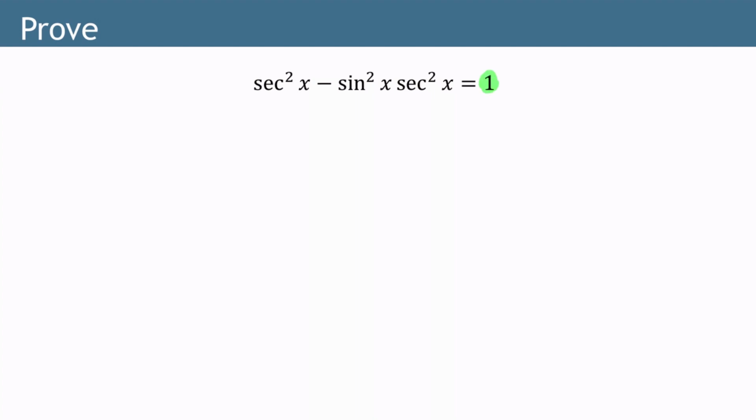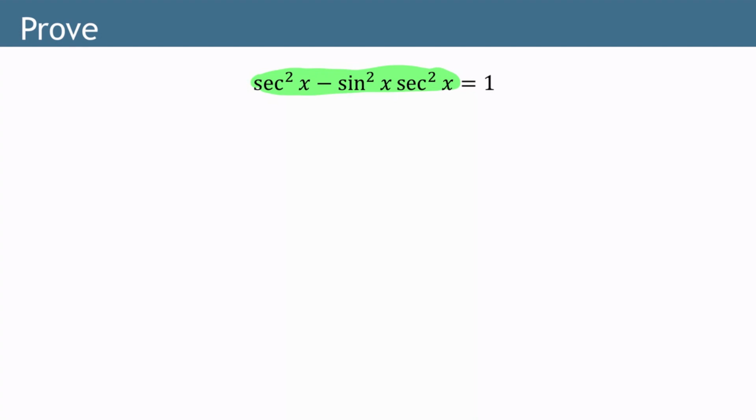things I could do with 1 that I just don't even know. Of course, the obvious would be to replace it with sine squared and cosine squared, but where do I go from there? That's kind of tough. So again, I think it's really helpful to work with the more complicated side, which I think is this side. And so that's what I'm going to work with.